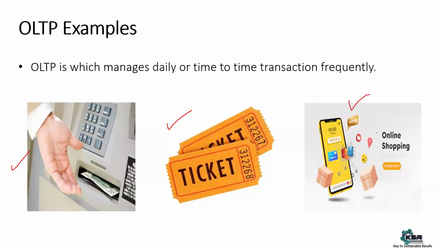Your online shopping. A vendor is selling a product. He has 10 products, and 5 products have been ordered. Ideally, those 5 products should be reduced from that vendor's information, so it should reflect only 5 products available as of now. So information is getting immediately updated, not frequently. It is getting immediately updated. All of these are examples of SQL databases or online transactional processing.